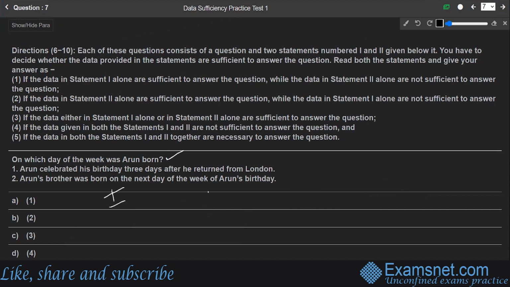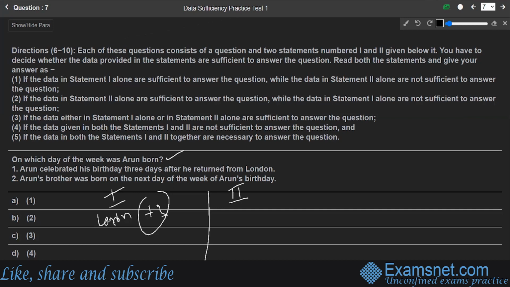So, whenever he returned from London, 3 days after that he celebrated his birthday. But this statement alone is not sufficient to answer the question because it is not mentioned when he returned from London. So, statement 1 alone is not sufficient. Let us see statement number 2 alone. Arun's brother was born on the next day of the week of Arun's birthday. Okay, but they want to know on which day Arun was born.